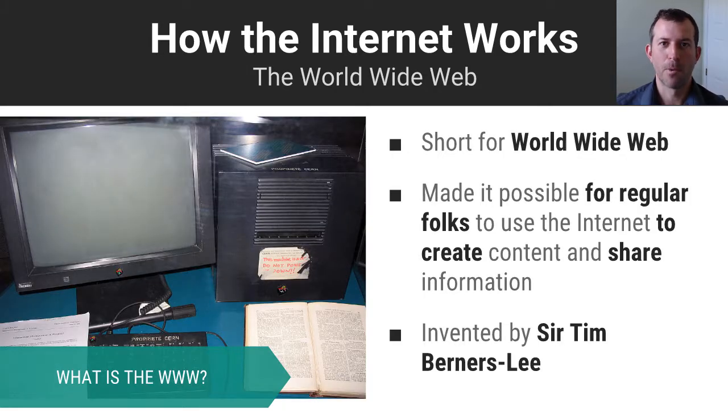We're going to shift gears a little bit. We're going to talk about the World Wide Web. Many people use the terms Internet and World Wide Web synonymously, but you shouldn't do this because they are separate yet related concepts. The World Wide Web is a system that allows people like you and me to create and share information. It was invented by Sir Tim Berners-Lee.